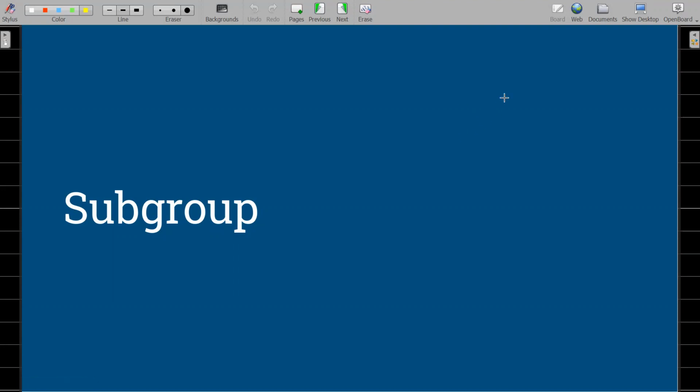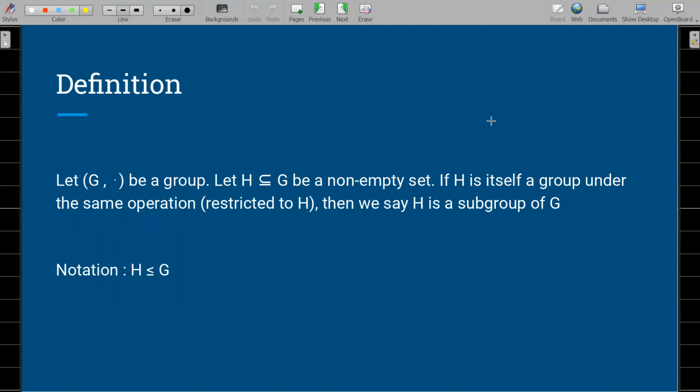So we'll start with the concept of subgroup. And the essential idea is a subset which is itself a group, and that's called a subgroup. So let's see the precise definition.